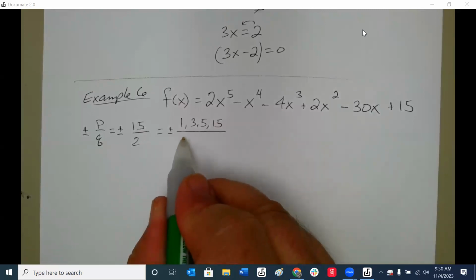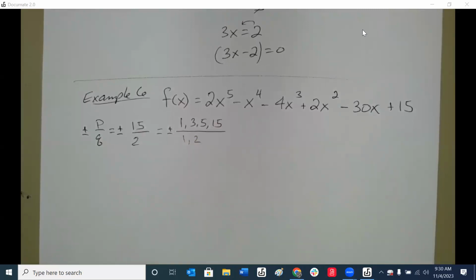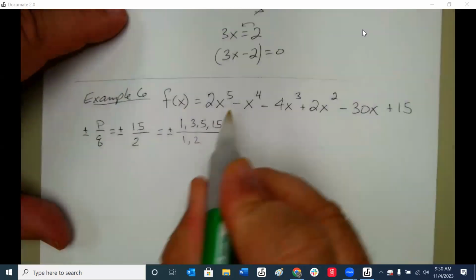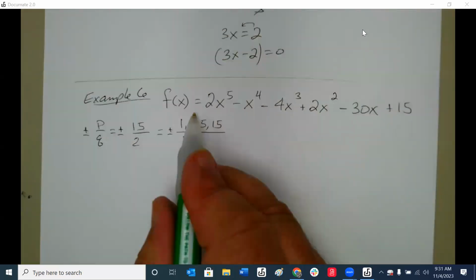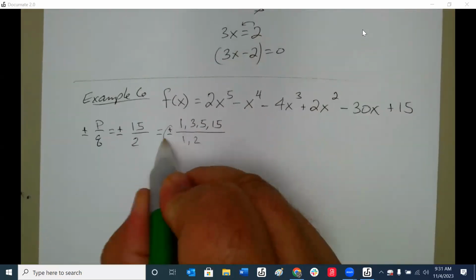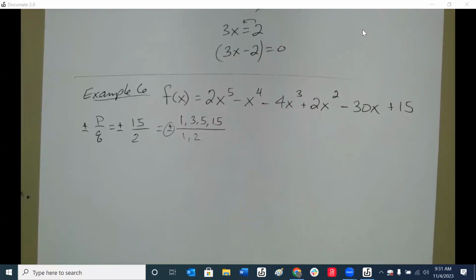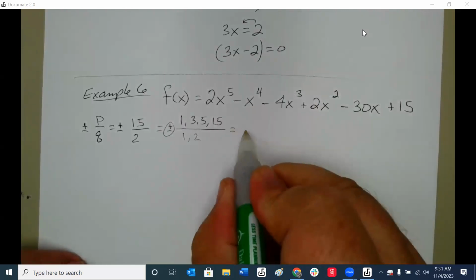And the bottom is pretty straightforward. 1 and 2. So we have 4 on top, 2 on the bottom. So 4 times 2, we're going to have 8 times 2. There's going to be 16 totals we may have to check.